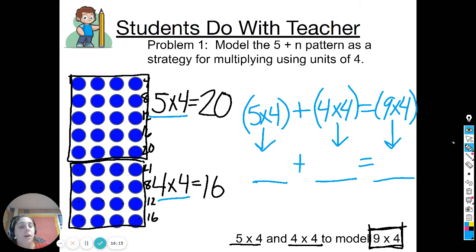Okay, so we know 5 times 4 we solved, and that equals 20. So we're going to fill 20 in the blank. 4 times 4 we figured out was 16. So we're going to fill 16 in the blank. Now go ahead and hold up your whiteboards and show me if you got that far. Let's see if you got 20 plus 16. Hold up those whiteboards and see if some of you even solved it already.